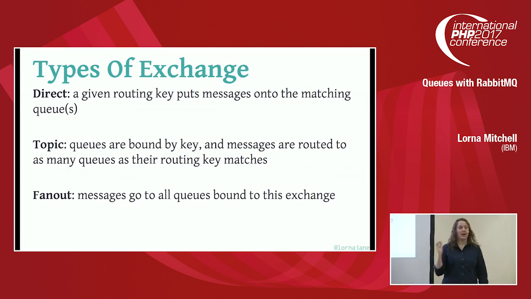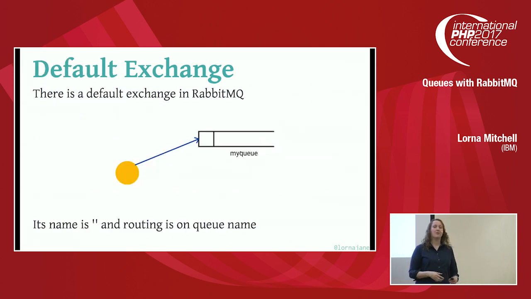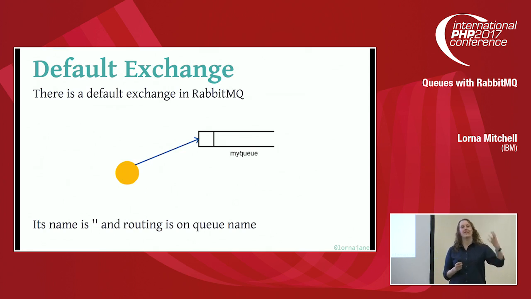I mentioned, first of all, the direct exchange. On RabbitMQ, we have a default exchange, which is used in all of the Hello World examples, and which is just a special case of a direct exchange. The exchange has an empty string as its name, and whatever we specify as the routing key will match the queue name.